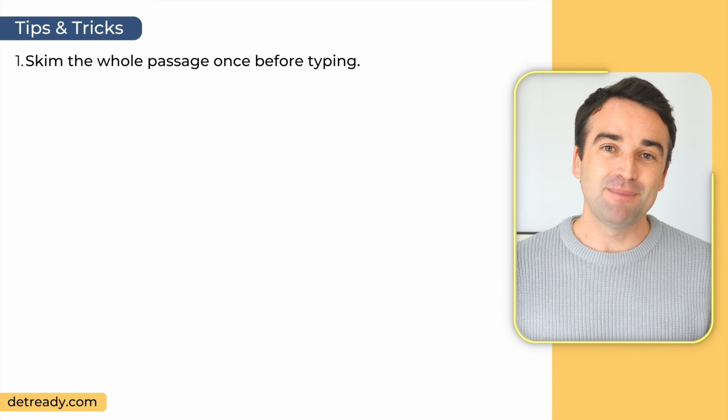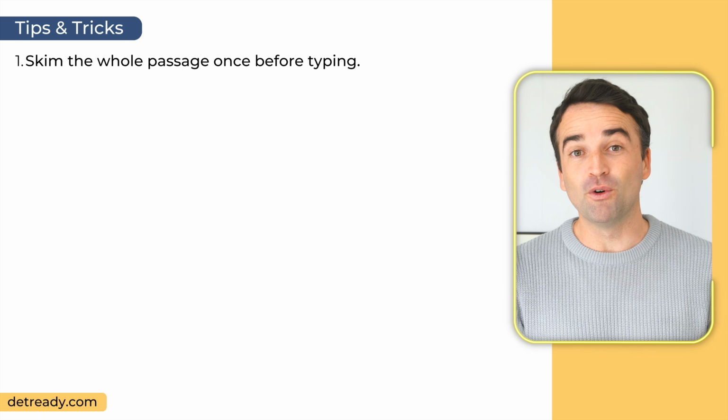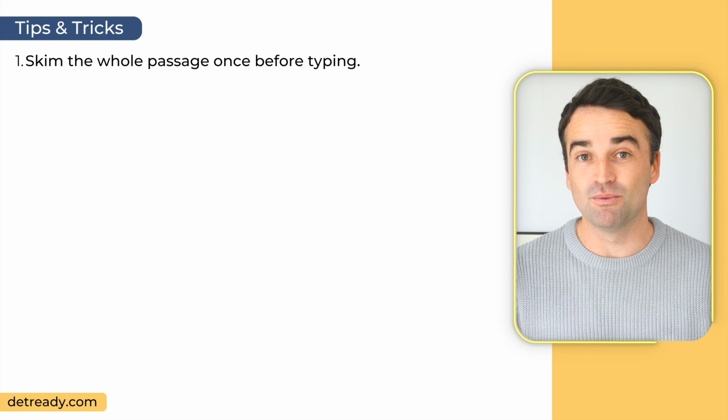So how can you do well on this question type? My first tip is for you to skim the passage before you start typing to complete the missing words. To skim means to read quickly, and I think it's important that you skim the passage first before you start typing, so that you get an overall understanding of the topic and the context of the passage.